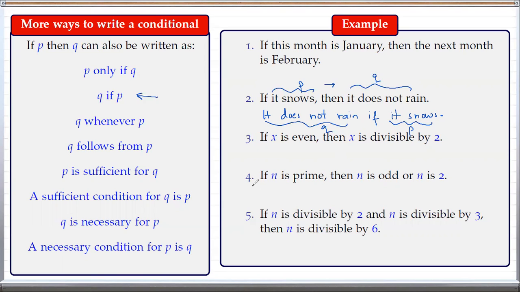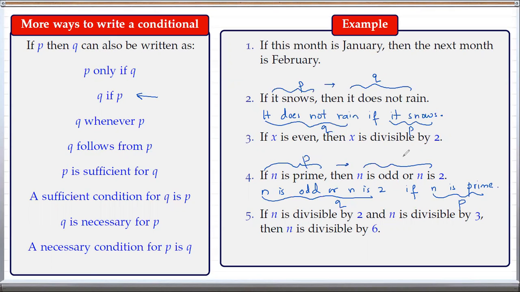Let's look at one more. Let's look at the fourth statement for this format. We have N is odd or N is 2 if N is prime. The same idea again, we write the conclusion part first. We write Q first, Q if P, because here we have P and then implies Q.